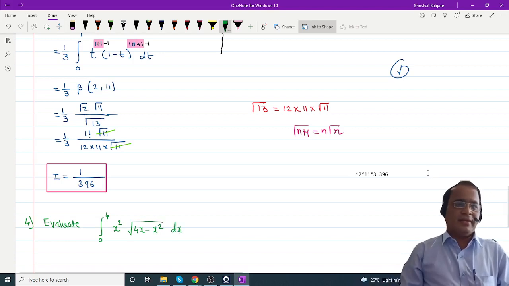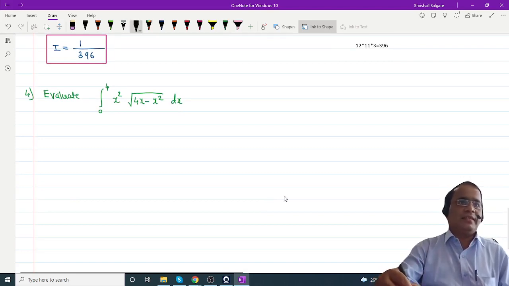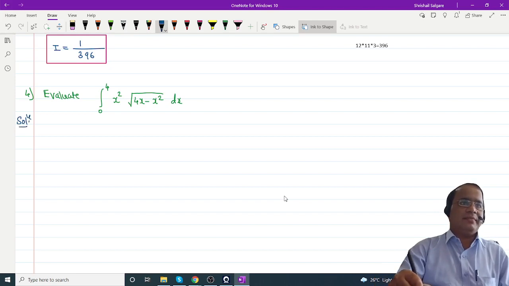I will take 1 or 2 minutes pause to identify the substitution. Let us see, we will tell the answer. First step, I will call that integral I. So let I be equal to the integral from 0 to 4 of x square into the square root of 4x minus x square.